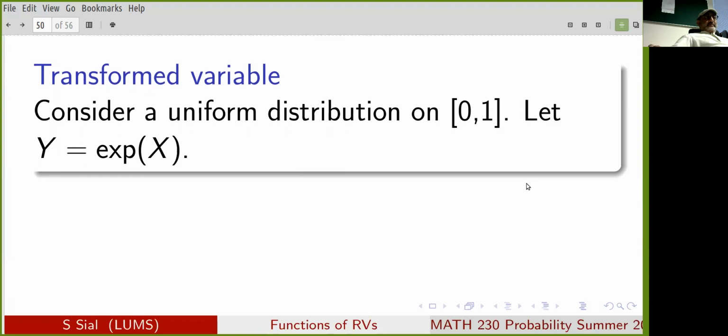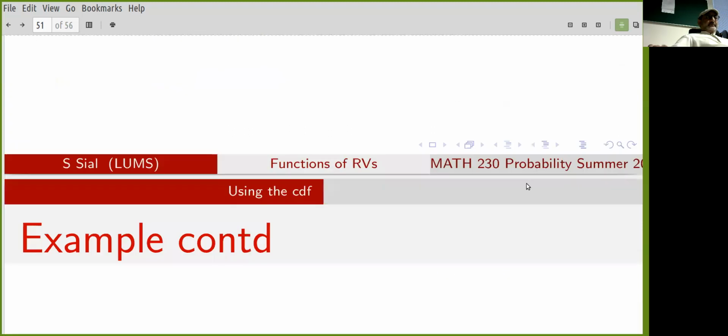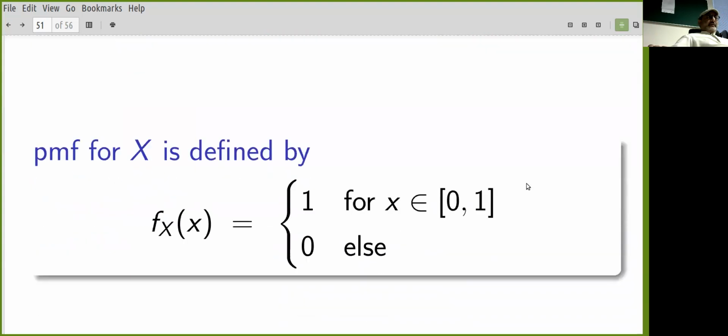And y is equal to the exponential of x, that's a transformed variable. So the PDF, not the PMF, sorry. The PDF for x is defined by f sub x of x is equal to 1 for x an element from 0 to 1, and it's 0 otherwise. That's the PDF for the continuous uniformly distributed random variable on the unit interval.